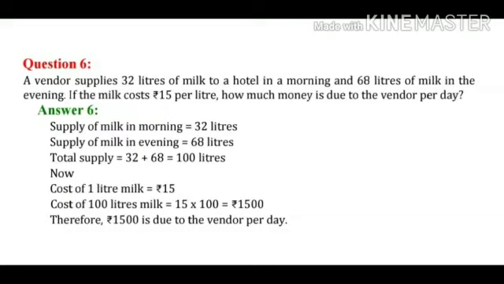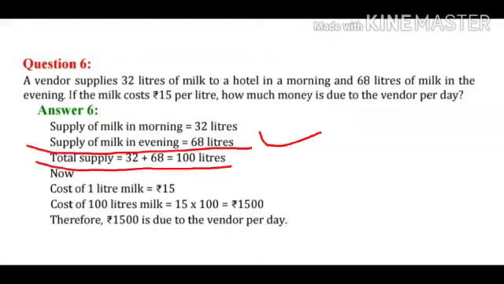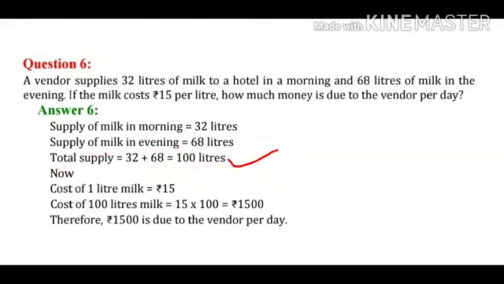Here in the morning he supplies 32 liters and in the evening he supplies 68 liters, and the cost of milk per liter is 15. We have to find the total money due to the vendor per day. The supply of milk in the morning is 32 liters, in the evening 68 liters, and after adding both of them we get a total supply of 100 liters. So first we have to find the total supply.